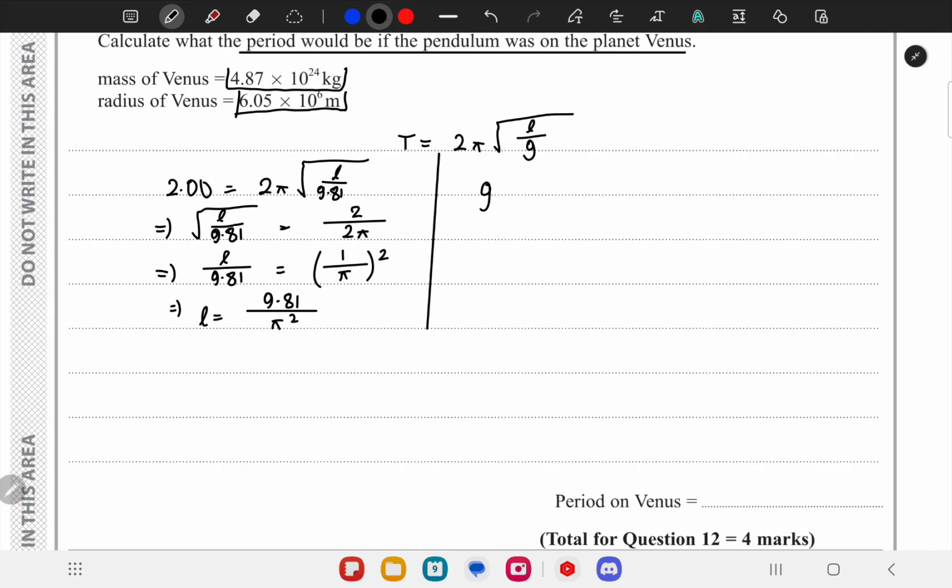Now the gravitational field strength at Venus would be equal to the gravitational constant, so capital G, which is 6.67 into 10 to the power minus 11, times its mass, which is 4.87 into 10 to the power 24, divided by its radius squared, so 6.05 into 10 to the power 6 whole square. This would come out to be 8.87 Newton per kg.